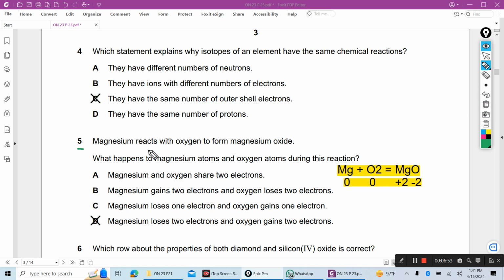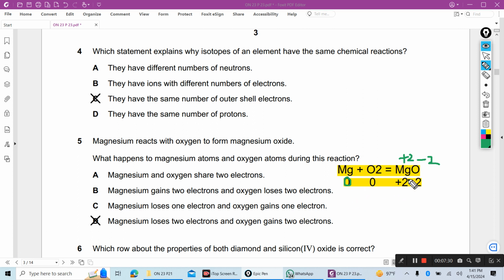5. Magnesium reacts with oxygen to form magnesium oxide. You see, magnesium reacts with oxygen to produce magnesium oxide. And what happens to the magnesium atom and oxygen atom during this reaction? D is the correct answer. Magnesium loses 2 electrons and oxygen gains 2 electrons. Magnesium here has 0 oxidation number, but here plus 2, meaning magnesium loses 2 electrons. Oxygen here has negative 2, meaning oxygen gains 2 electrons.